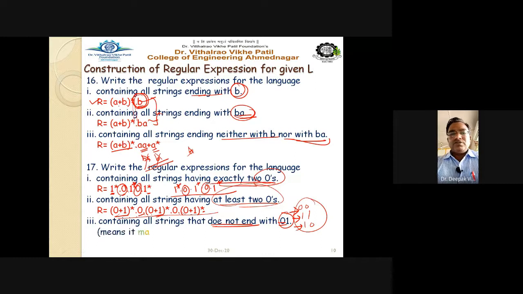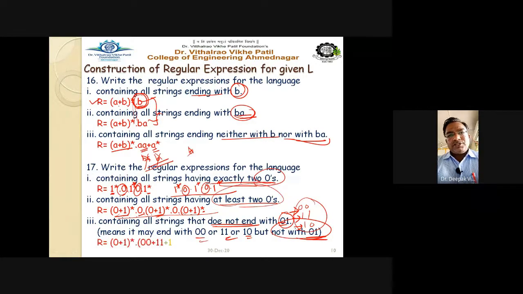So I can have a combination like this. It may end with 00, or it may end with 11, or it may end with 10, but not with 01. We have to avoid this thing. We have to avoid the 01 combination at the end. So the two letters at the end must not be 01. They must be either 00, or they may be 11, or they may be 10, but it will not be 01 in any case.